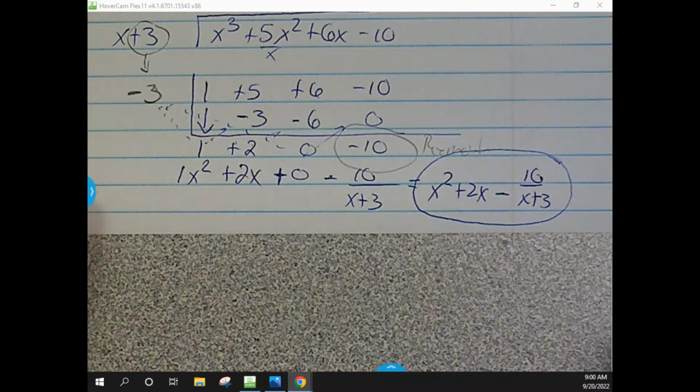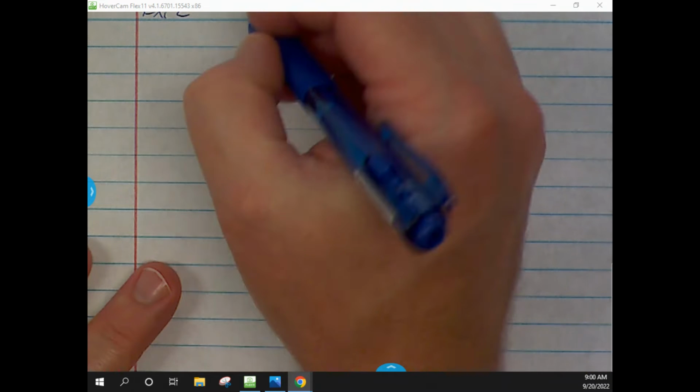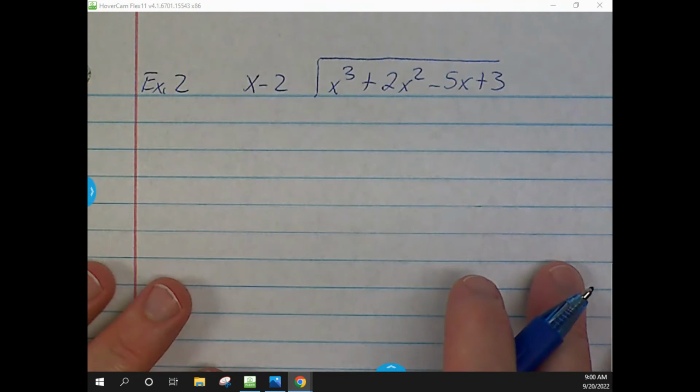All right, so that was our first example. That was example 1. Let's get another one here. Let's make sure we're okay. All right, let's change it up a little bit. Let's do x minus 2 this time. Let's divide it into x to the third plus 2x squared minus 5x plus 3. Oh, y'all can't see it, can you? There we go.